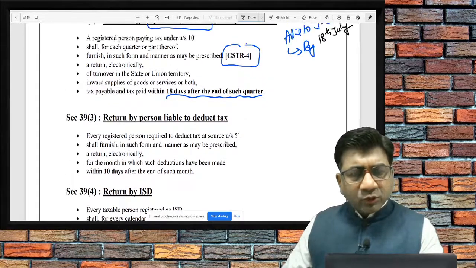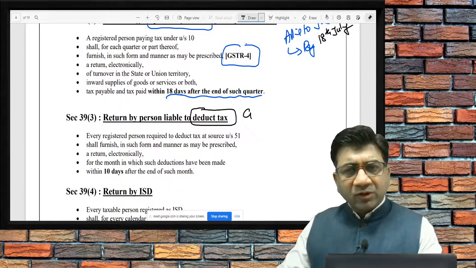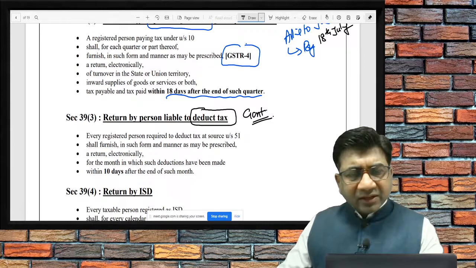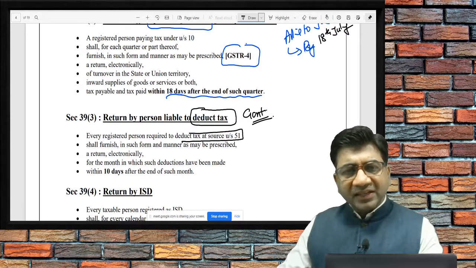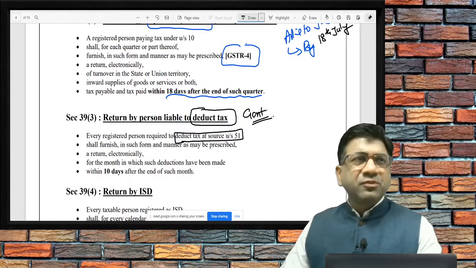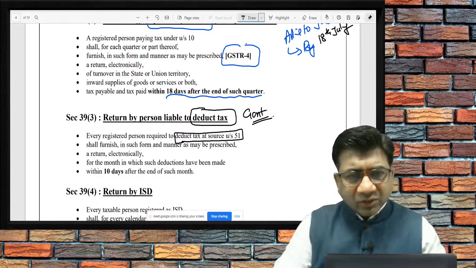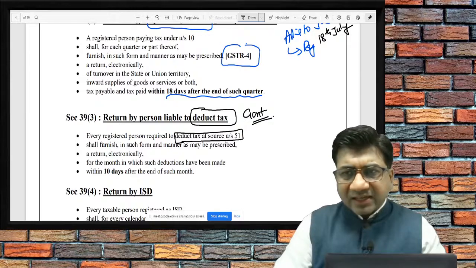Persons liable to deduct tax, that is the government departments and all, they will file a return of deduction of tax under section 51. And that is, I suppose, GSTR 7. We need to check it out. Just a second, guys.